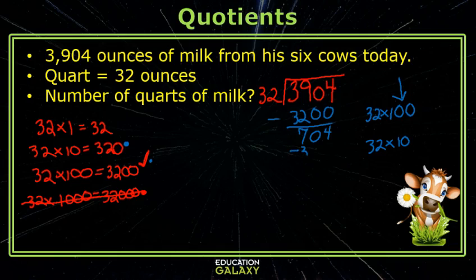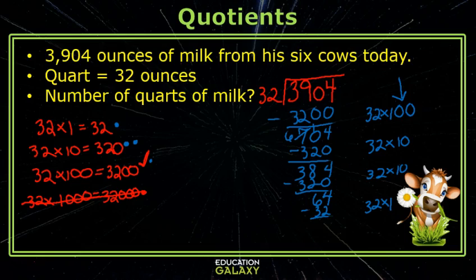I'll subtract 320. I can take out another set of 320, so I write 32 times 10 off to the right. And I subtract 320. I can't take out any more sets of 320, but I can take out a set of 32. So I write 32 times 1 off to the right. I subtract 32. I can take out another set of 32, so I write 32 times 1 off to the right, and I subtract 32.